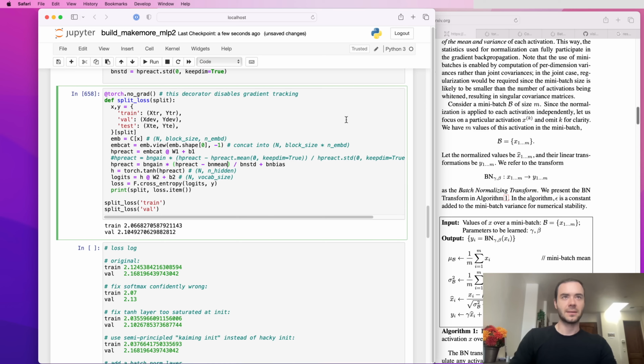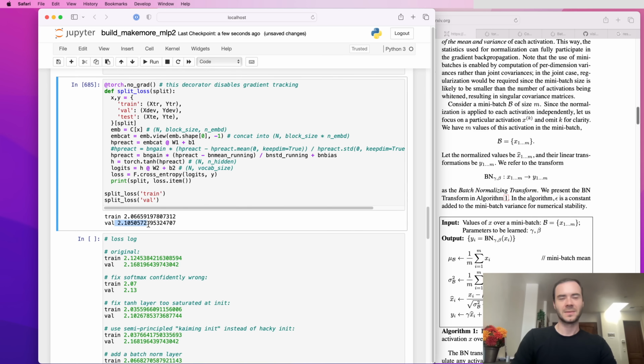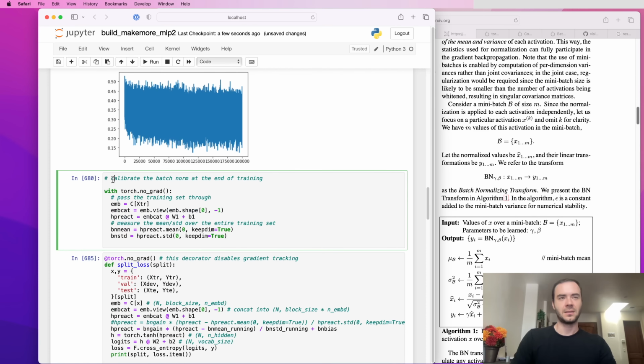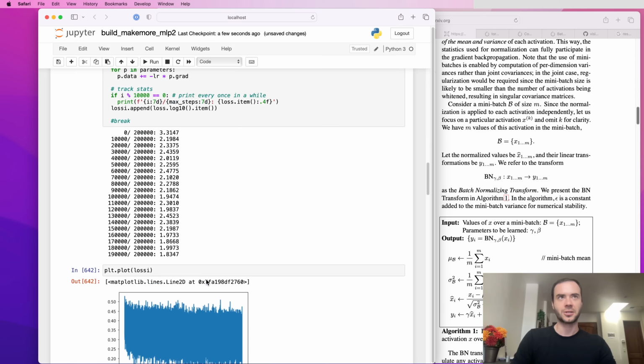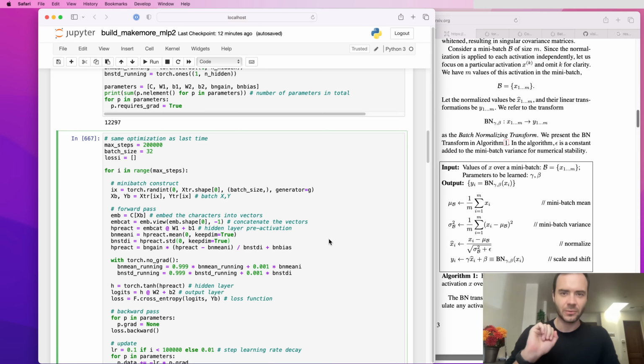And so then here, instead of bnmean, we can use bnmean_running. Instead of bnstd, we can use bnstd_running. And hopefully the validation loss will not be impacted too much. Okay, so it's basically identical. And this way, we've eliminated the need for this explicit stage of calibration because we are doing it inline over here. Okay, so we're almost done with batch normalization.